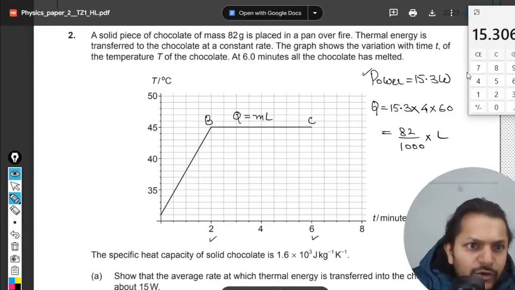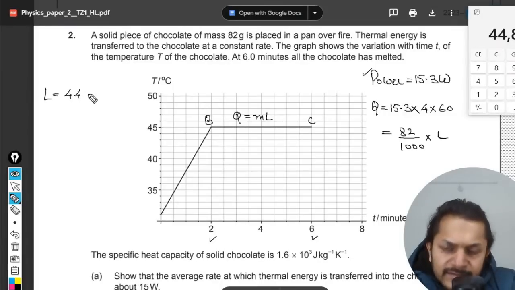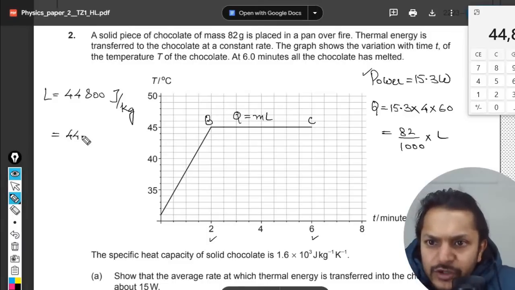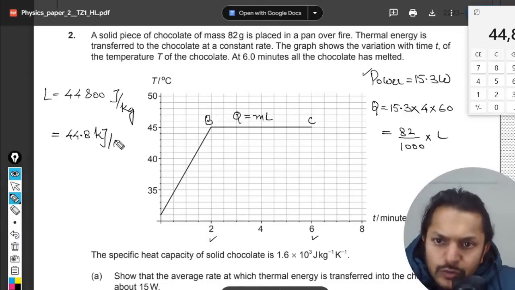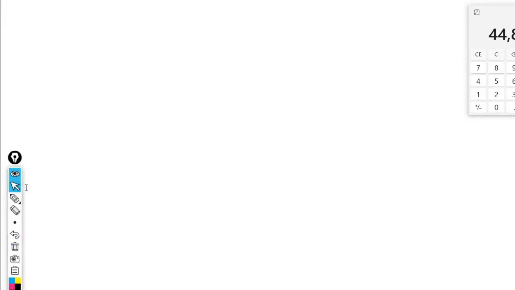So this value is already known, multiplying it by 4 multiplied by 60 and dividing it by 0.082, isn't it? Yes. So this is the answer. So the latent heat for us is, and the unit will be joule per kg. Yes. So we can write it as 44.8 kilojoule per kg. That's it. So this is the latent heat. Okay, 44.8. Let us see what is the answer.